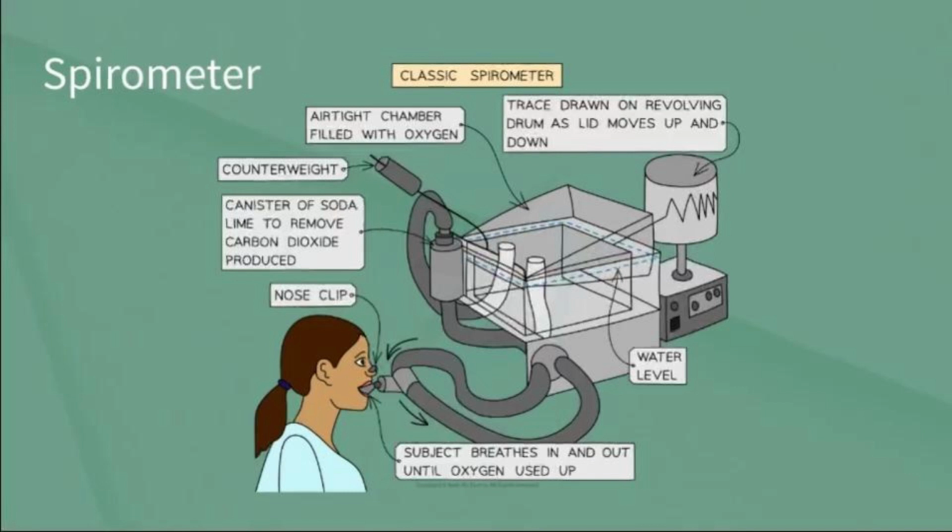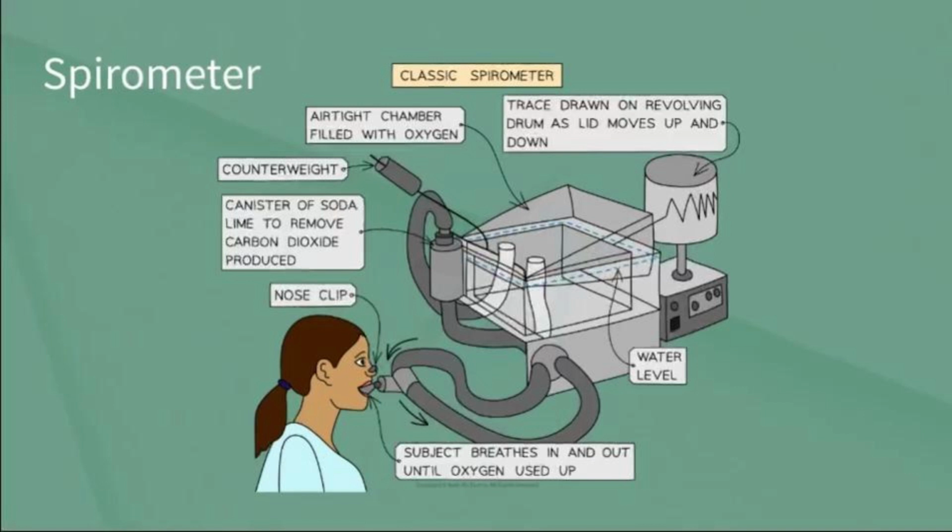And there's also a canister of soda lime, and that removes any of the carbon dioxide being produced. So essentially what we want to see is the oxygen being used up inside the tank. And that is the reason we want to remove the carbon dioxide, is because we want it to be strictly oxygen use only. So a person using a spirometer breathes in and out of the air-type chamber, causing it to move up and down and leaving a trace on a graph which can then be interpreted.